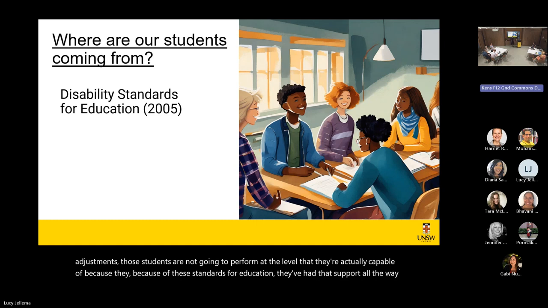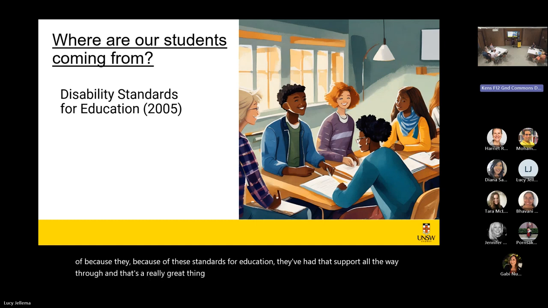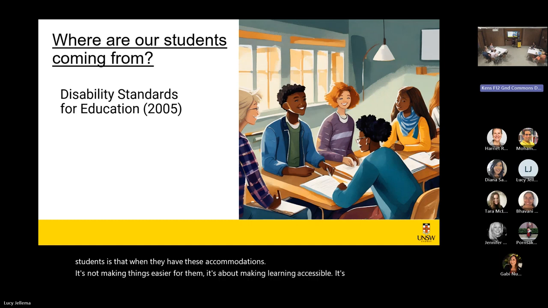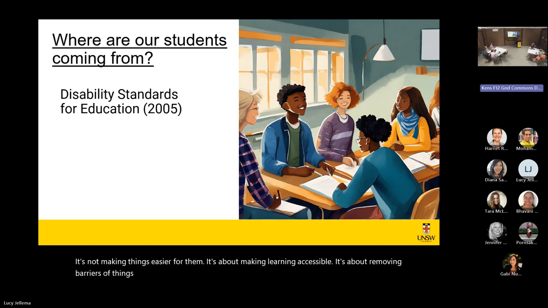And that's a really great thing, because something to remember about supporting our students is that when they have these accommodations, it's not making things easier for them. It's about making learning accessible. It's about removing barriers of things that don't actually impact their IQ.